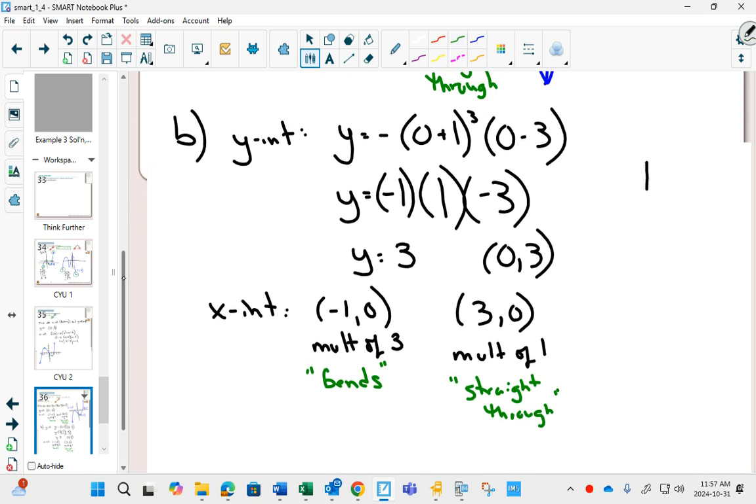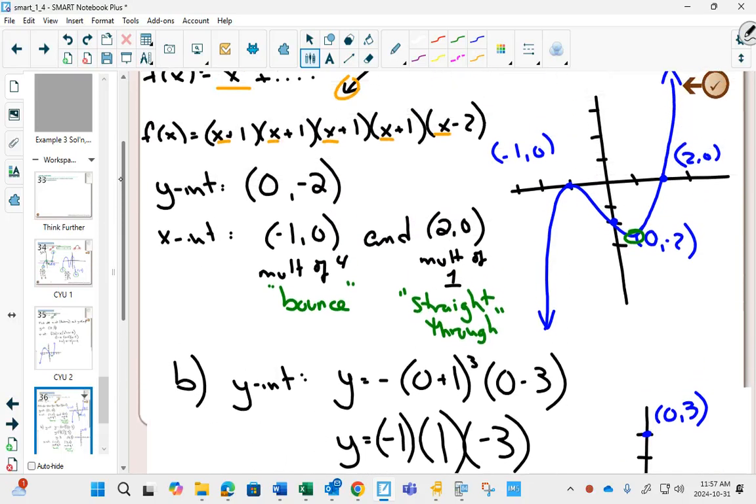So when I go to graph this, I'll just do it here on the side. We had our y-intercept at 0, 3. We have x-intercept at -1. And since the bend flattened out, I'm going to just draw a little straight line there already to remind myself. Okay? And at 3, straight through. So that one can just be a dot. We didn't figure out the end behavior for this one yet.